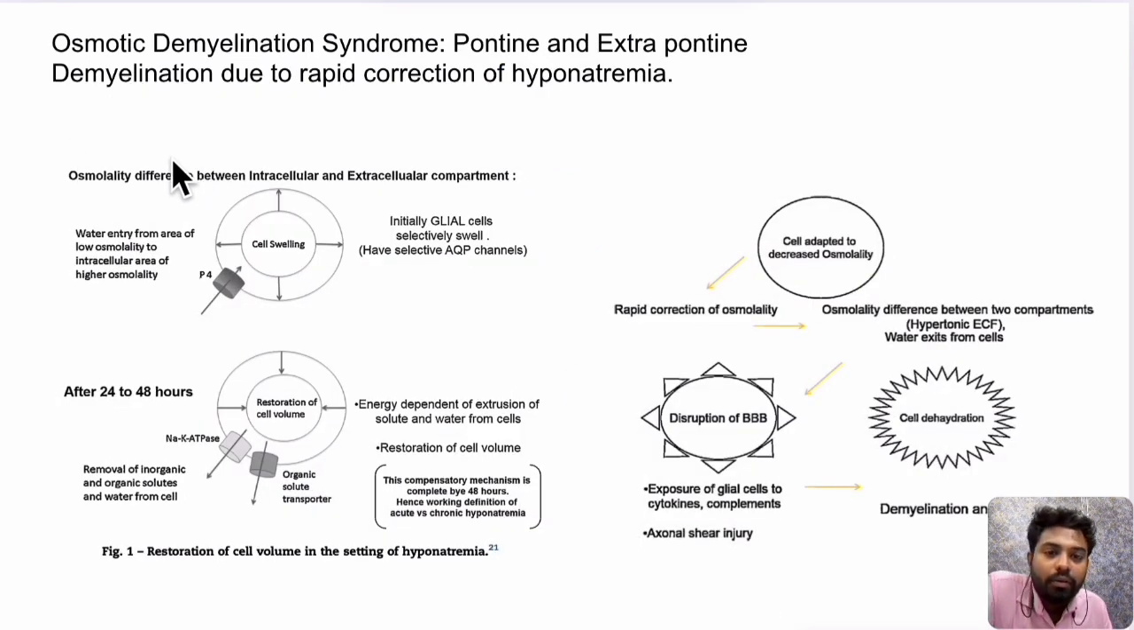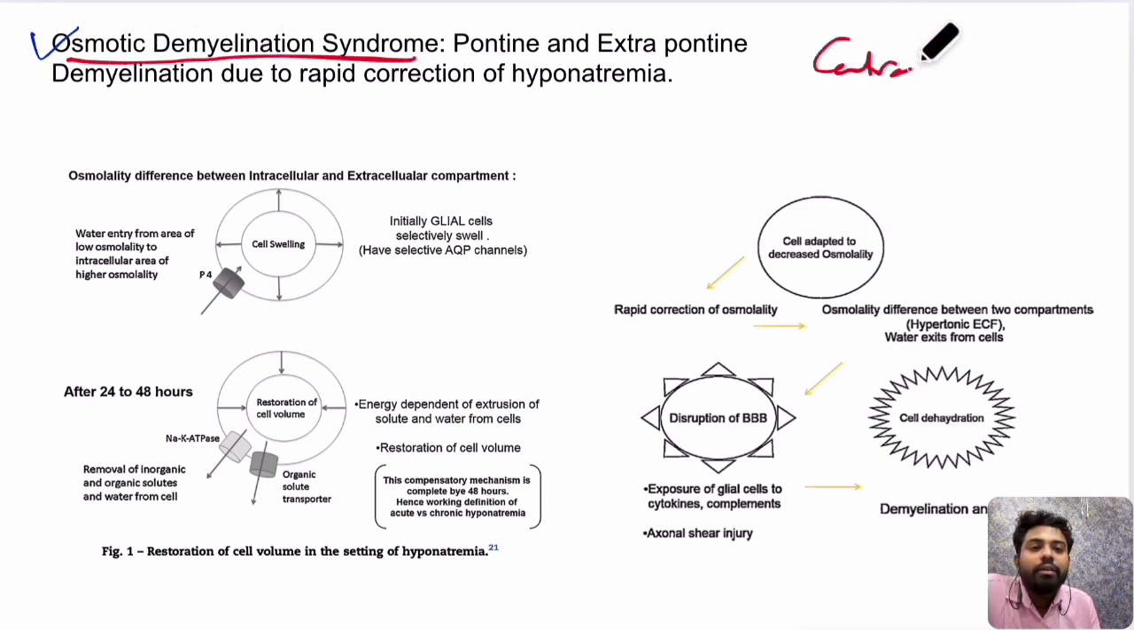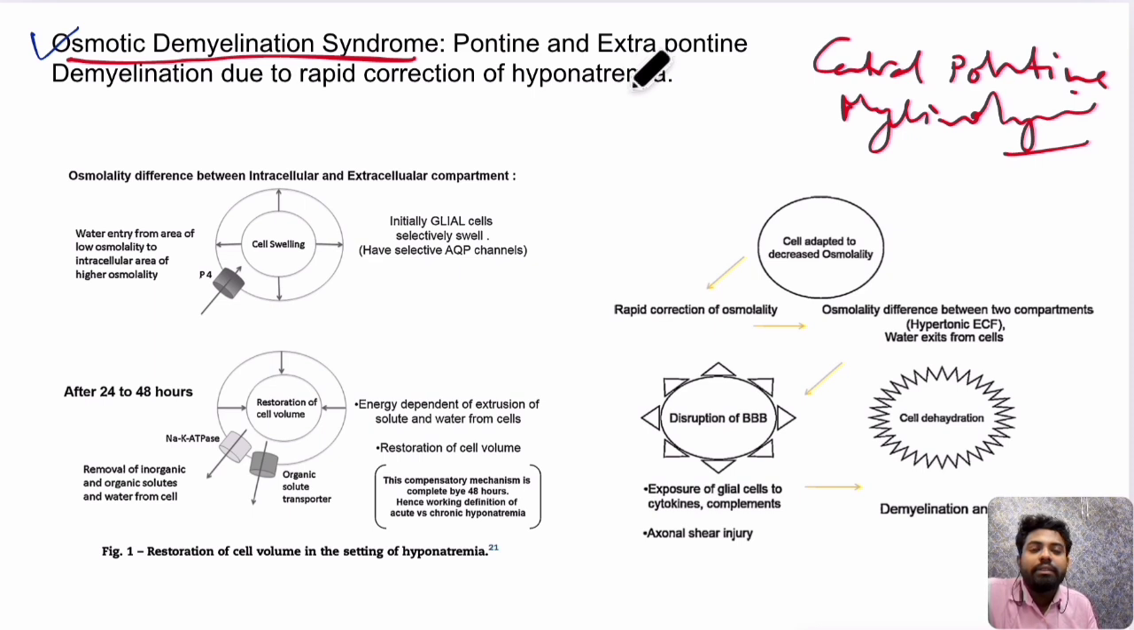Now, while we are talking about this 48 hours timeline, there is this important term, osmotic demyelination syndrome, ODS, which was earlier called central pontine myelinolysis. Nowadays, it is seen that nearly 10% of patients can have extrapontine demyelination also due to rapid correction of hyponatremia. So, what is happening?